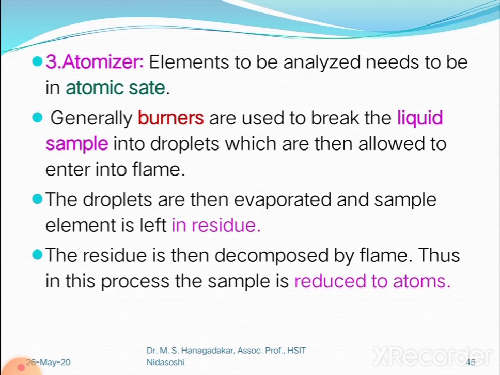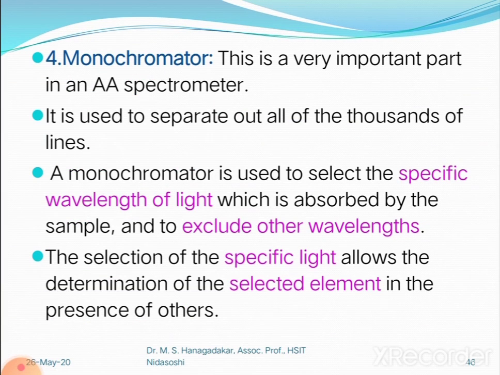Thus in this process, those gaseous state atoms decompose to form atoms, and those atoms are excited from the ground state to a higher energy state by the flame energy. Then the fourth important part is the monochromator. This is a very important part of the atomic absorption spectrophotometer, and it is used to separate the thousands of lines which are observed in the flame.